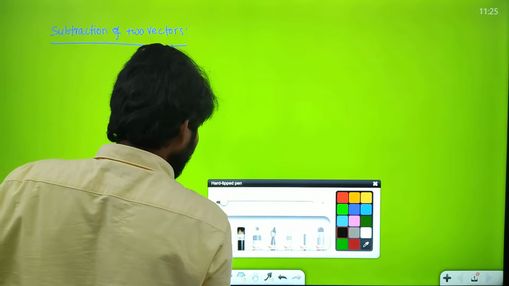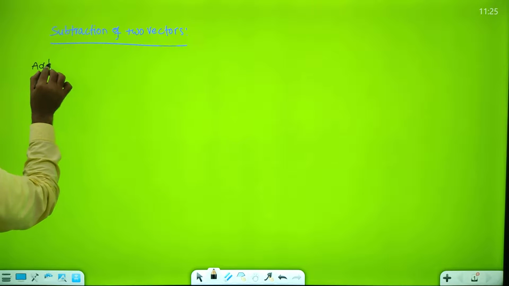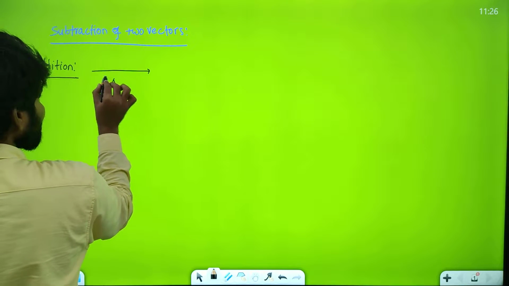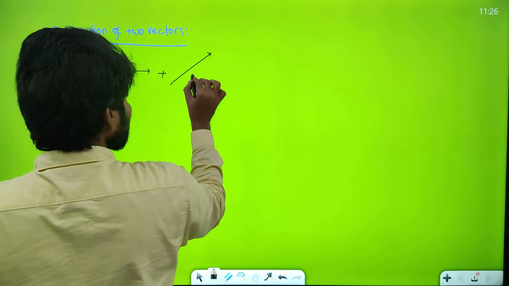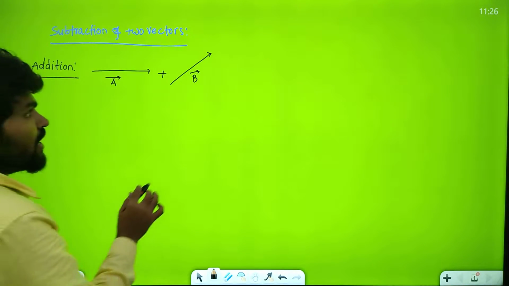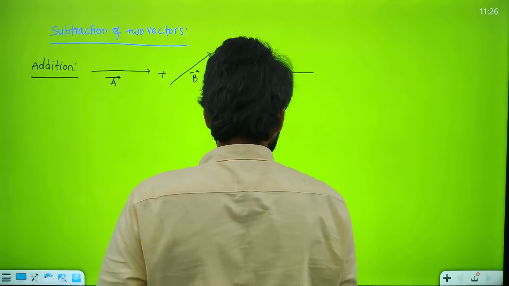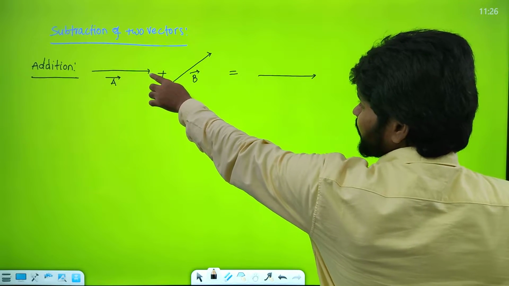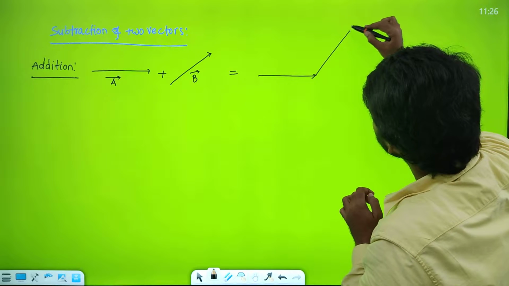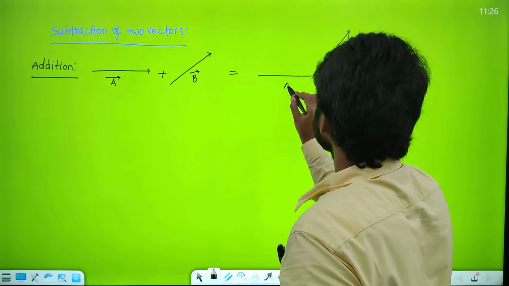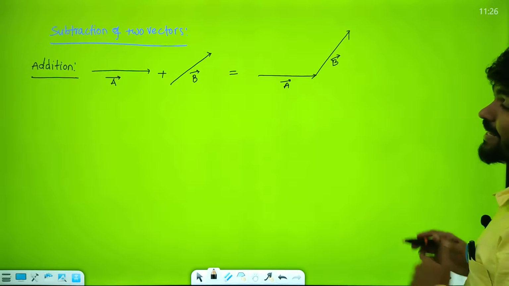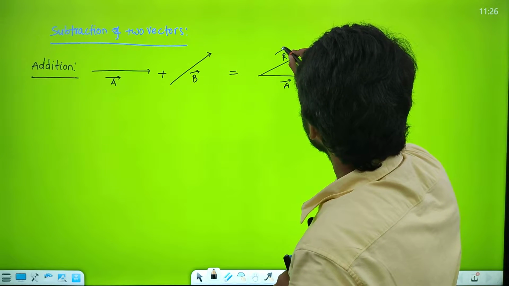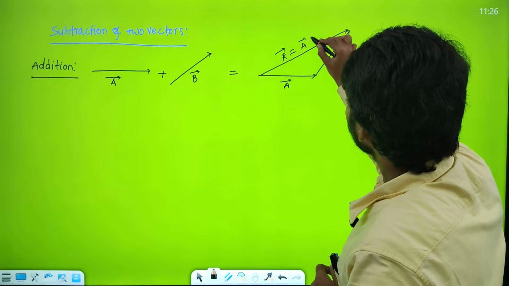See here. In the previous class, I explained the addition concept, right? Addition of two vectors. What is that? Let's take a vector A and vector B. If I add these two vectors, I take vector A, and this B should be added. The tail of B should be placed at the head of A like this. This is vector A and this is vector B, and the resultant goes from the tail of A to the head of B. This is the resultant vector, and that implies vector A plus vector B.